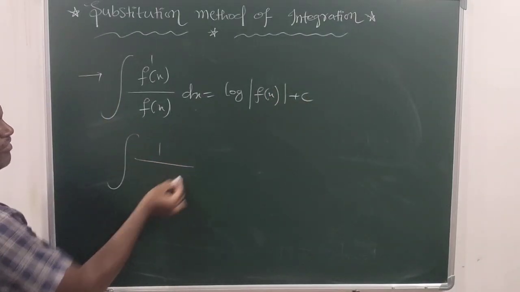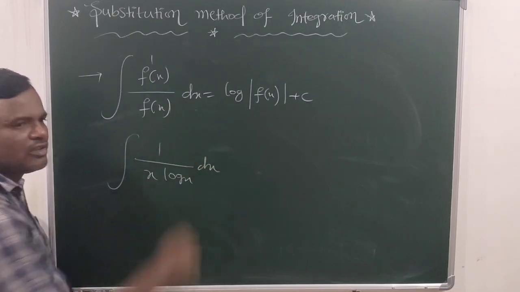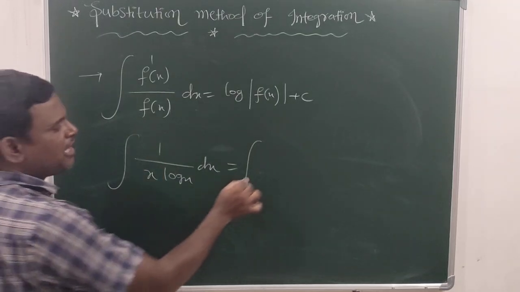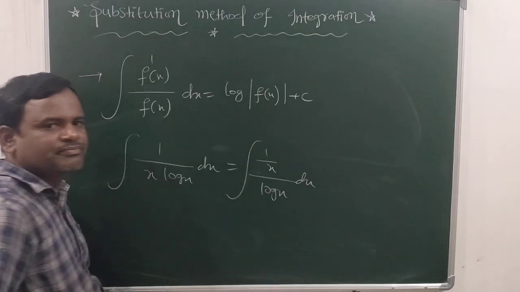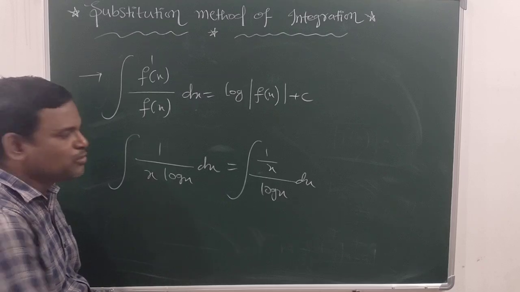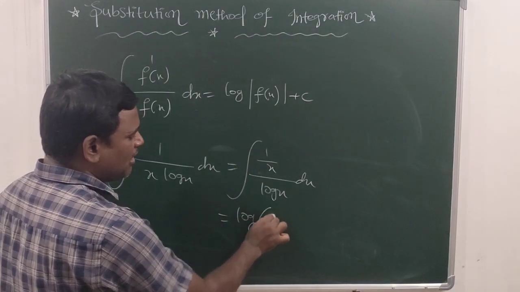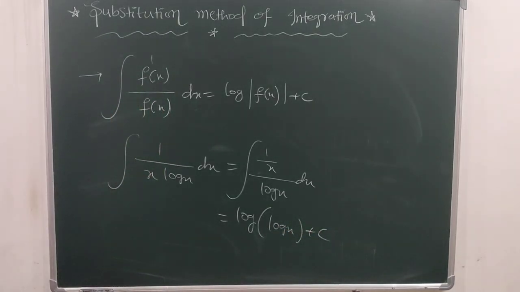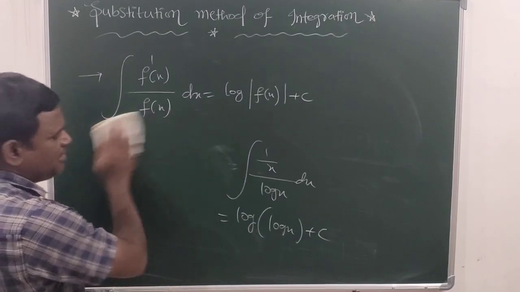So integral of 1 by x log x is given. How do you do it? See, this 1 by x I am writing in the numerator, by log x dx is given. Now observe the denominator. What is there? Log x. Whose derivative is available in the numerator, na? Hence its integral will be log of log x plus c. Log of log x plus c. I hope you have understood this. Right.